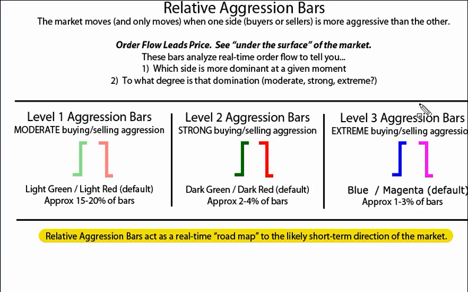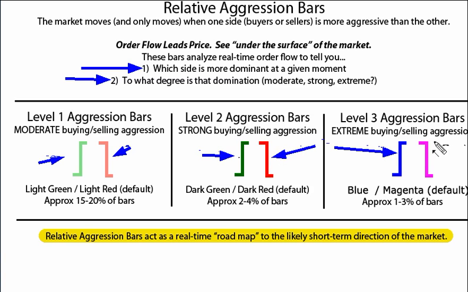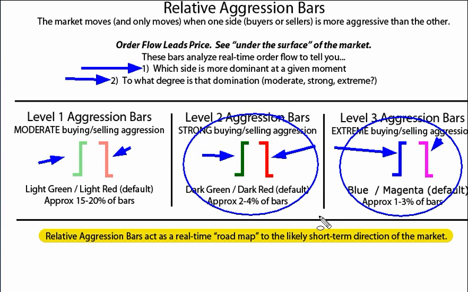So if you can see that underlying aggression in real time, see which side is more aggressive at a given time, and to what degree that side is more aggressive, you have quite an edge. We have level 1 buying and level 1 selling, level 2 buying and level 2 selling, and then level 3 are extreme buying and selling. We really like to focus on especially these level 3 bars, but these level 2 bars as well.